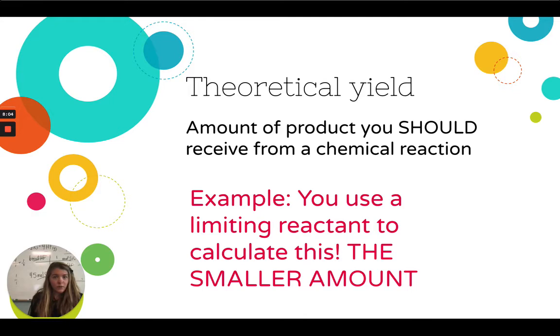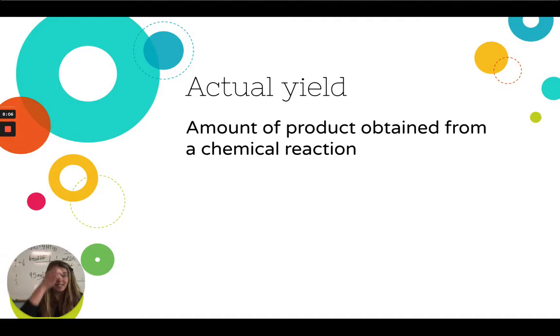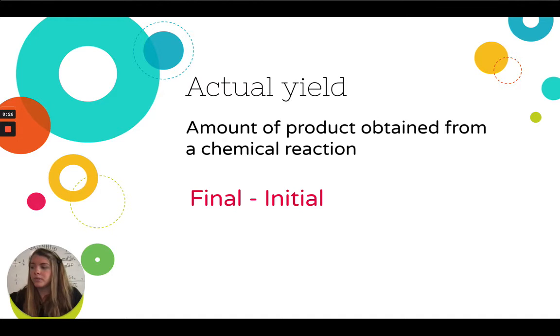Like I was saying before, the opposite of a theoretical yield is the actual yield. So that's how much you actually make from your reaction. Your theoretical yield was 12 cookies, but you actually only made 10. So 10 cookies is your actual yield. You find the actual yield by doing your final minus your initial. Okay, so not too crazy difficult.